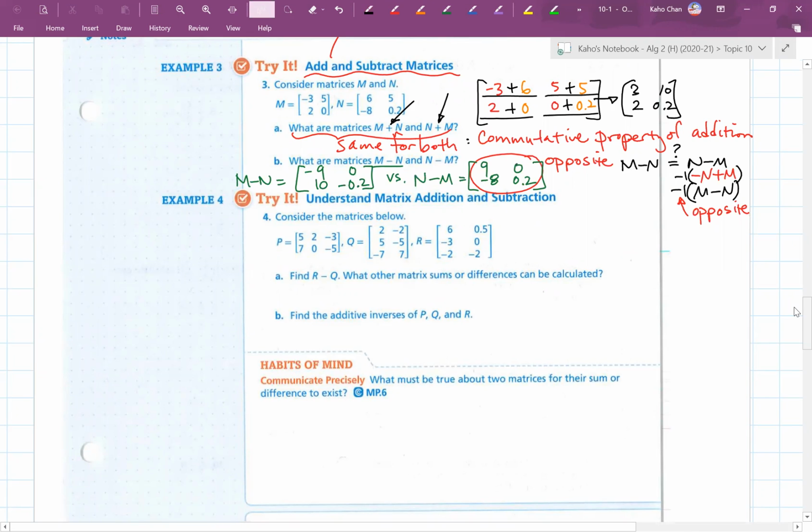Let's take a look at example 4. Consider the matrices below. We have a P, Q, and R. Notice that they're all different, not just numbers or elements, but the actual dimensions are different. Let's just note them just in case. Matrix P is I believe a 2 by 3. Matrix Q is a 3 by 2. And matrix R is also a 3 by 2. Zoom in a little bit more so you can see a little better.